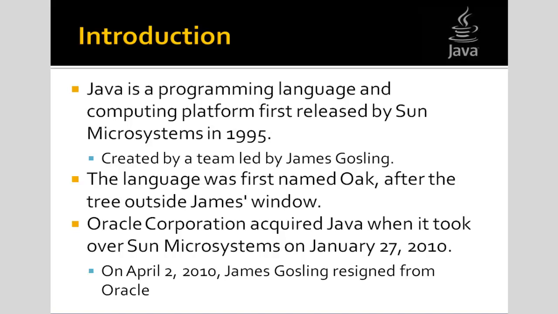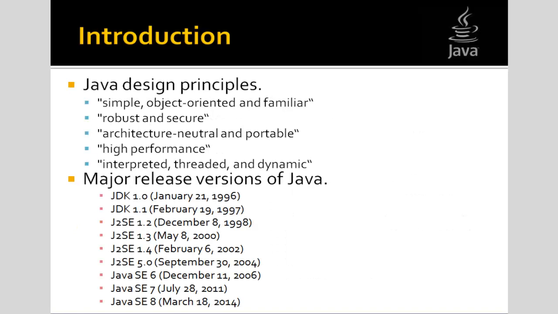As part of that acquisition, Oracle Corporation also acquired the Java programming language and has continued to develop and evolve that language to meet current application development requirements. The original design principles for the Java programming language were to keep it simple and object-oriented, because object-oriented development produces more robust, easier to maintain software.